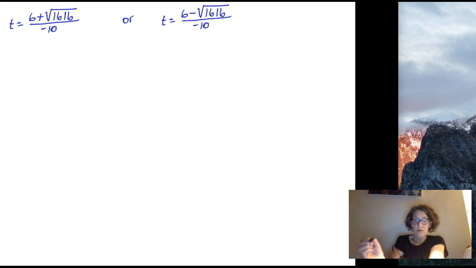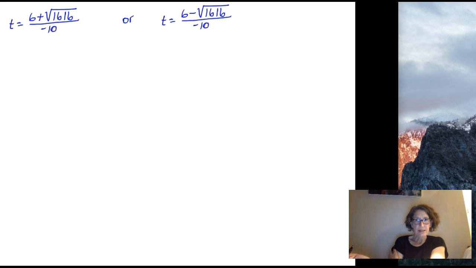Okay, and so we're going to want to start putting these into our calculator. But before we do that, I want to deal with the minus sign because I don't want to lose it or make a mistake. In the second solution, I have 2 minus signs I need to worry about. So let's simplify a little more before we use the calculator. So let's look at the first one first. T equals 6 plus that radical over negative 10.